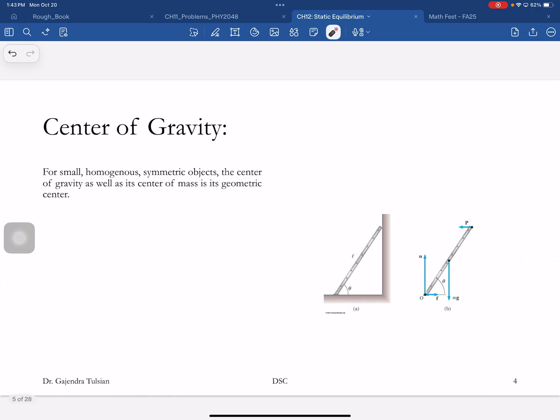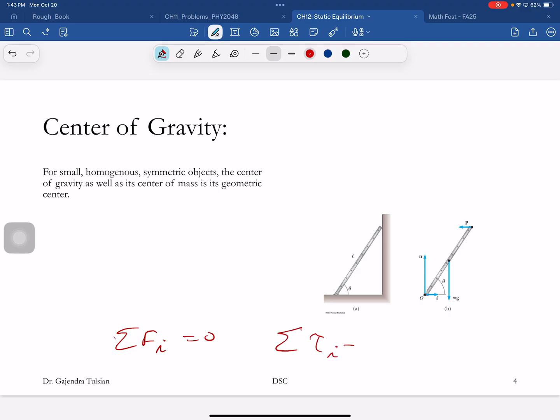The reason we want to know the center of gravity is that's where the weight of the object will act. And we need to know where the weight acts because you'll need to calculate the torques of those forces. Remember, what are the two conditions for static equilibrium? We said that the sum of the forces must be equal to 0 and the sum of the torques of these forces must be 0. So when you're calculating the torque due to gravity, you need to know where gravity acts, and it acts at the center of gravity.